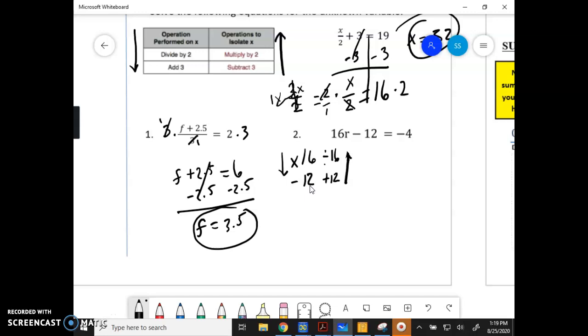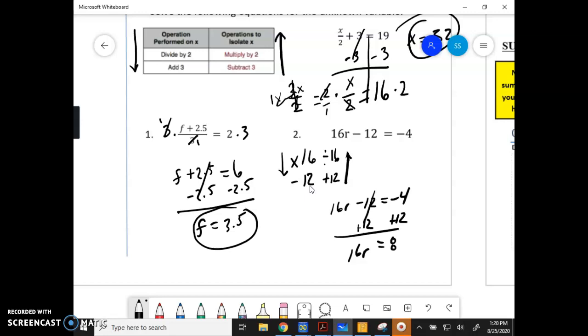You should have some space in there. If not, just use an extra sheet of paper for the practice problems. But let's go ahead with this one. So I'm just going to rewrite the problem. 16r minus 12 is equal to negative 4. So I want to do this from bottom up. So I want to add 12 first. So I get 16r is equal to 8.